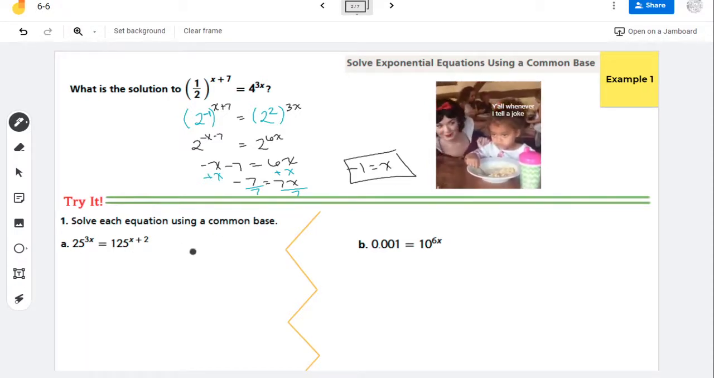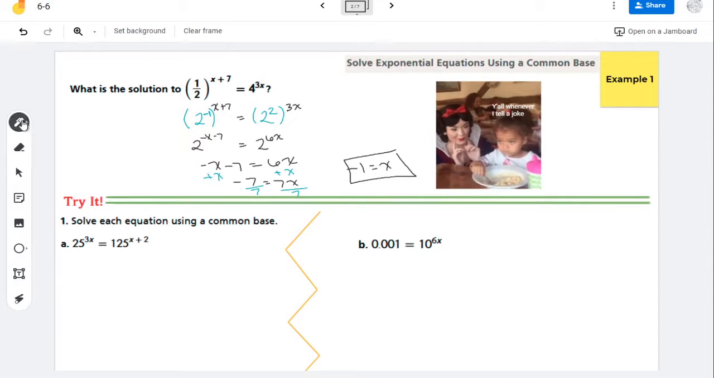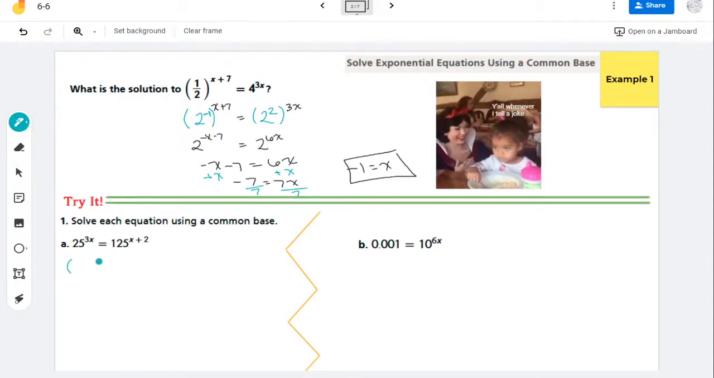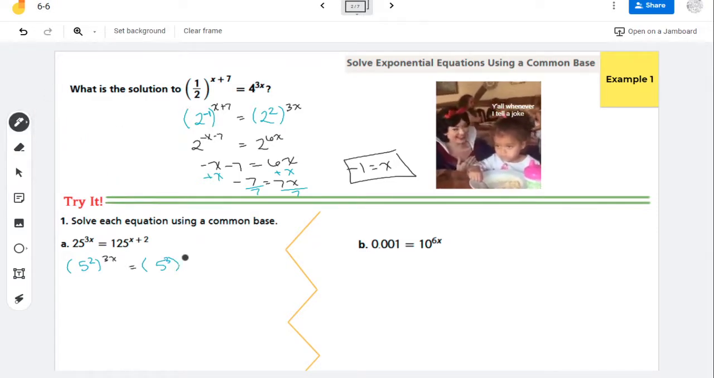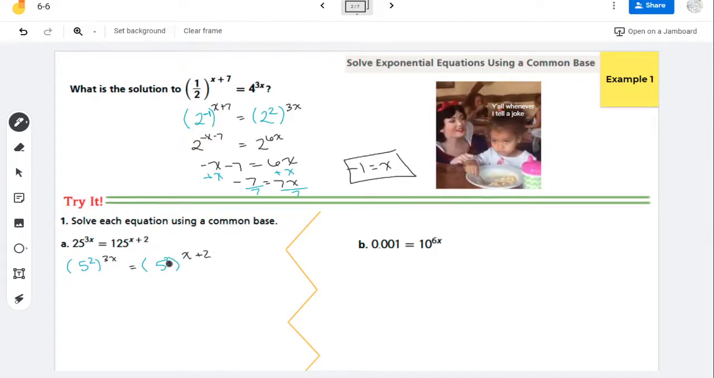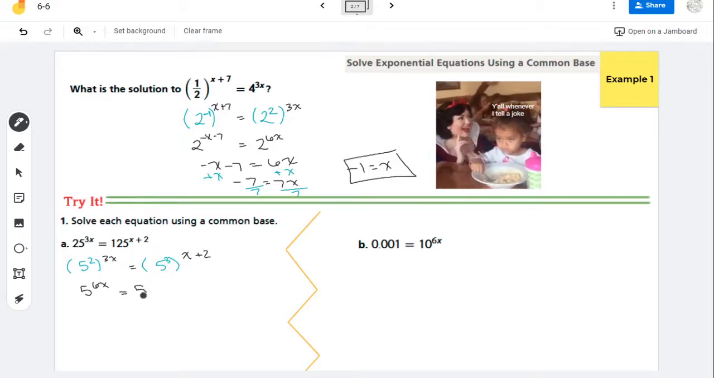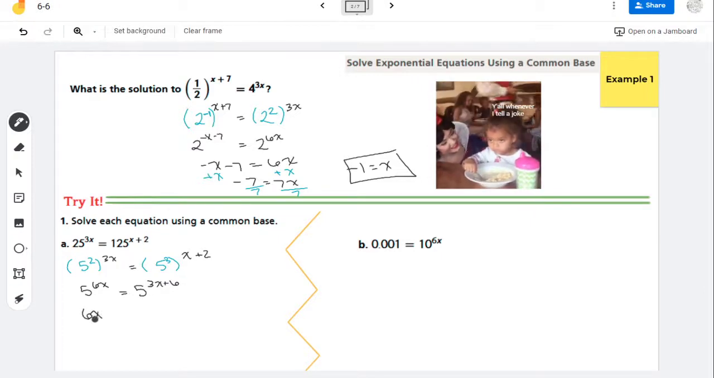Alright, now let's go ahead and try it here in the try it. So 25 and 125, those are both 5 to some power. So 25 is 5 squared, and 125 is 5 cubed. And so I'm replacing those inside of the equation. Now I'm going to distribute those exponents. So this turns into 5 to the 6x equals 5 to the 3x plus 6. And because those bases are the same, I could set the exponents equal to each other.